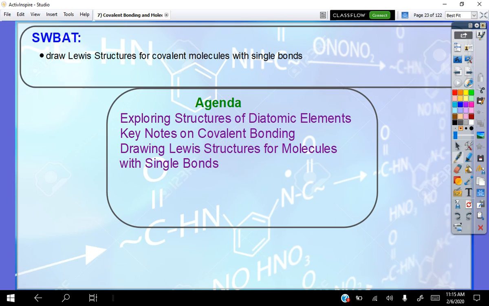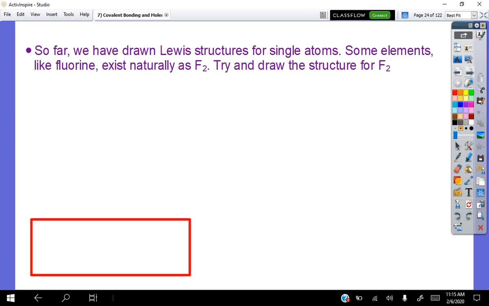Hello class, today we are going to work on drawing Lewis structures for covalent molecules. We're going to start with things that typically only have single bonds. So in the past, when we were looking at ionic compounds, we drew Lewis structures for single atoms and we showed the transfer of their electrons from one atom to another. But when we are looking at covalent bonds, we know that they are dealing with the sharing of electrons.